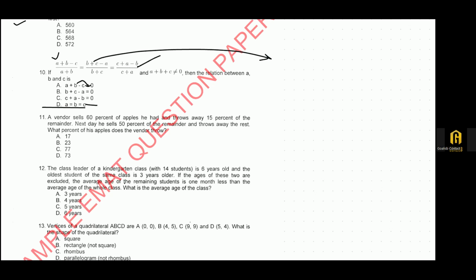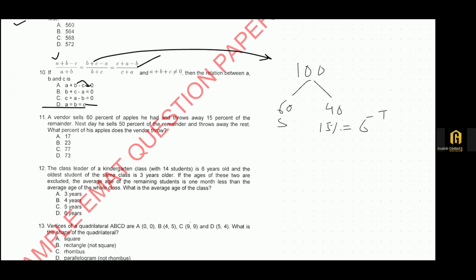So out of 100, he sells 60%. That means he sells 60 and throws 15% of the remainder. So what remains is 40. 15% of 40 should be equal to 6. So this is sold, this is thrown, and 40 minus 6 is equal to 34, which is what remains with him.